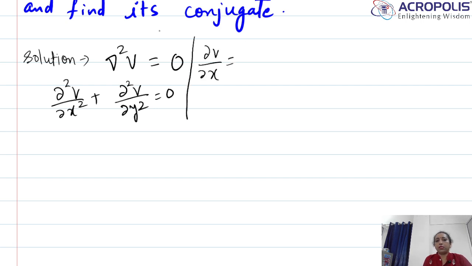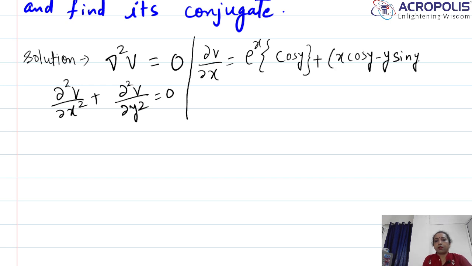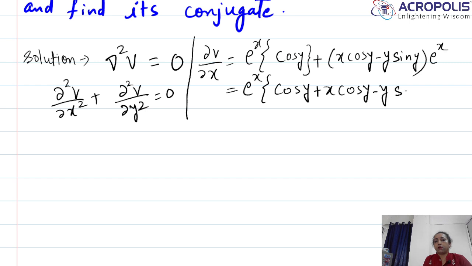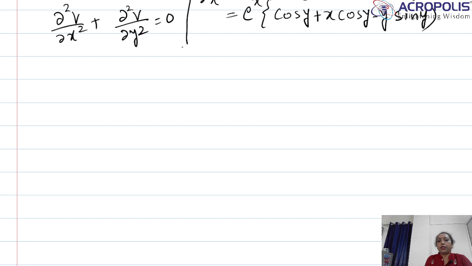So del v by del x is equal to e to the power x remains same. First dot second, the product formula will apply. First function times d by dx of second, here I am getting cos y, plus the second function x cos y minus y sin y times the derivative of e to the power x, which is e to the power x. The final result is e to the power x as a common factor, (cos y plus x cos y minus y sin y). Now again I am differentiating.